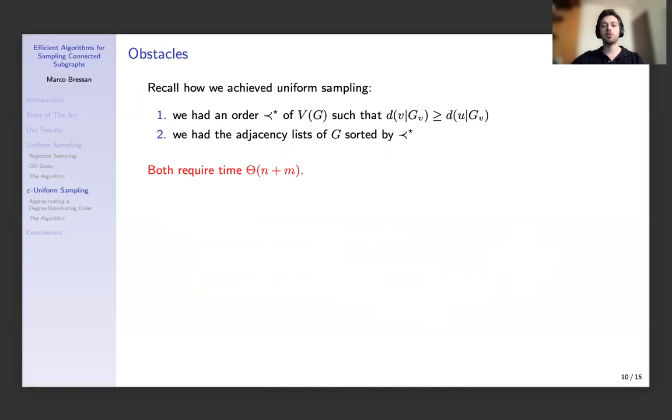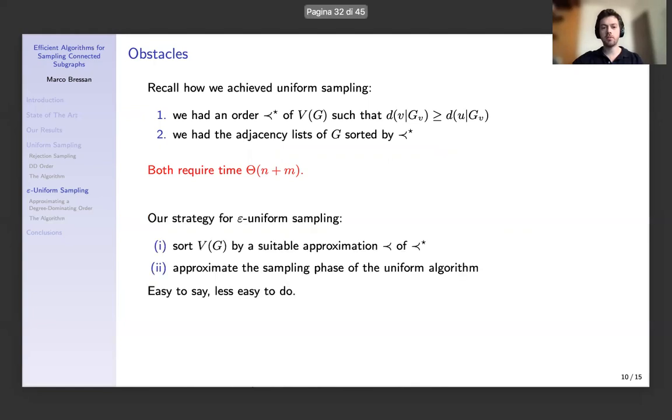To this end, recall that to achieve uniform sampling, we had two crucial ingredients. The first one was the degree dominating order over the vertices of G. That is an ordering that ensures that the degree of vertex V in GV is the maximum degree in subgraph GV. And the second crucial ingredient for efficiency is that the adjacency lists of the graph G were sorted by the degree dominating order as well. Both these ingredients require preprocessing time n plus m. But here now we aim at a preprocessing time of n log n.